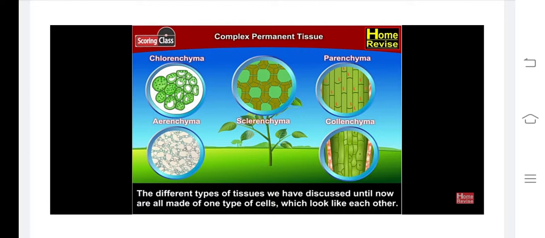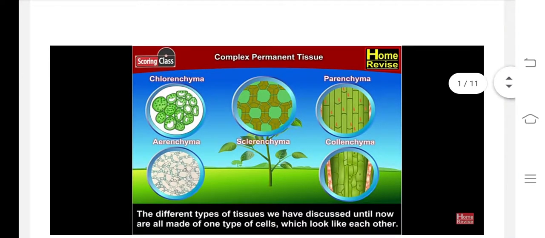See what I have shown on this slide. These are the simple permanent tissues. Here the label says complex permanent tissue, but these are not complex permanent tissues. They are the simple permanent tissues. These are the tissues I have discussed in the previous classes, right? Today I would like to explain one of the important permanent tissues, that is, complex permanent tissue. These simple permanent tissues are made up of only one type of cells, right?